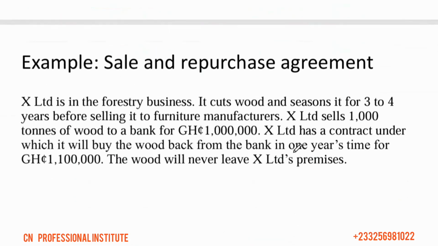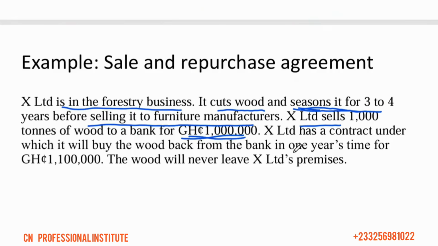Okay. Look at this example here. I want to just explain this to you, then move on. It says S Limited is in the forestry business. It cuts wood and seasons it. Okay, it cuts wood and what? Cuts wood and seasons it for 3 to 4 years before selling it to furniture manufacturers. S Limited sells 1,000 tons of wood to a bank for 1 million.